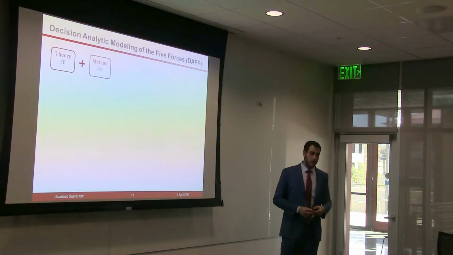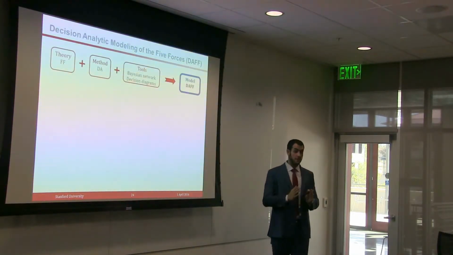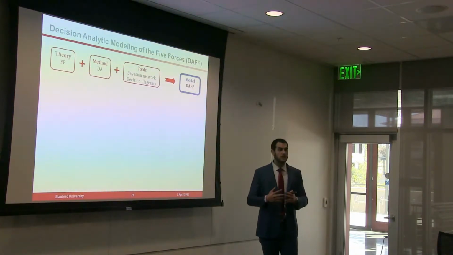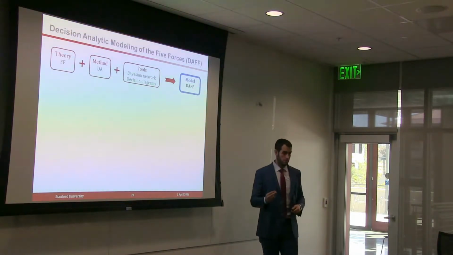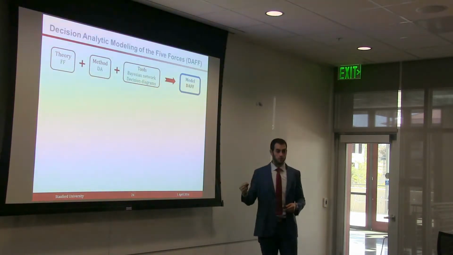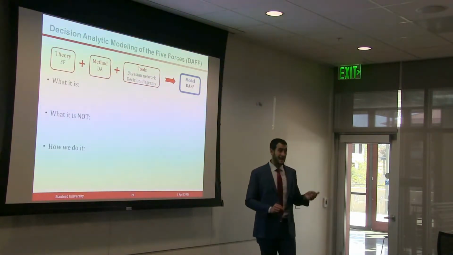We do it like this. We combine the 5 forces theory with decision analysis as a method, and we use tools such as Bayesian networks and decision diagrams to be able to finally produce what we call the DAF model, the Decision Analytic 5 Forces model. Now, importantly, let me tell you what the DAF is and what the DAF is not.